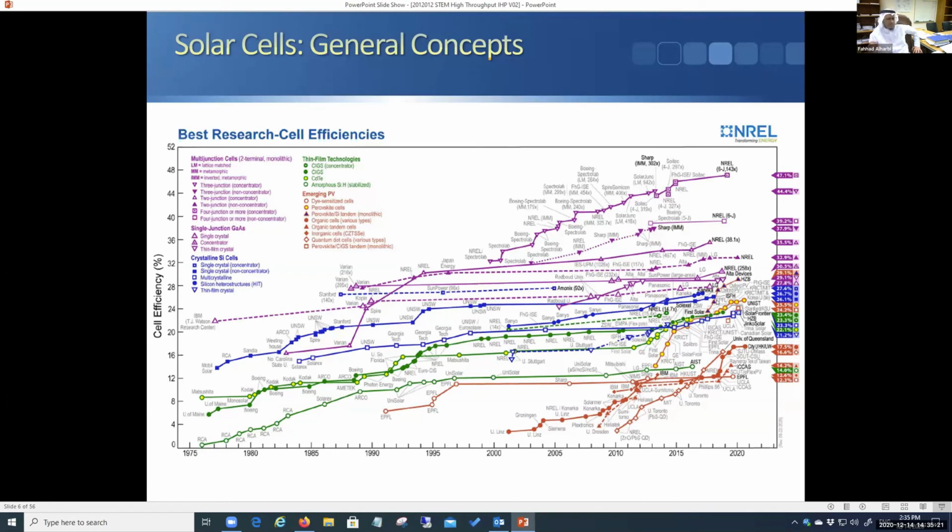Currently, the efficiency is 26 plus. But the perovskite, as you can see here, has really emerged recently, and it reached 25% plus. It is expected that the efficiency will saturate, and the issue is not the efficiency anymore, it is the stability.